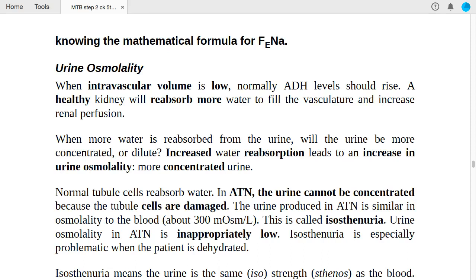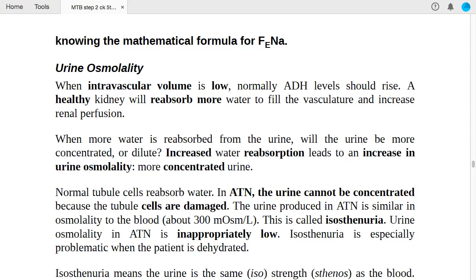Now, normal tubule cells reabsorb water. In acute tubular necrosis, the urine cannot be concentrated because the tubule cells are damaged. That is the main pathology in ATN cases. So in ATN, urine cannot be concentrated because the tubule cells are damaged.